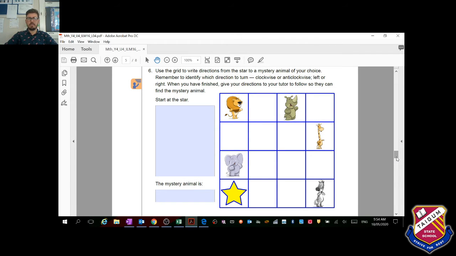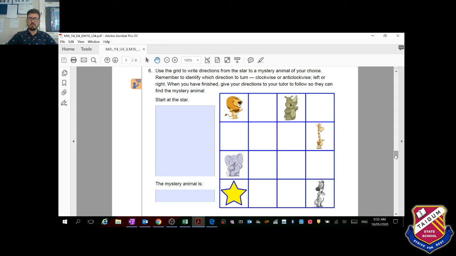Now use the grid to write directions from the star to a mystery animal of your choice. Remember to identify which direction to turn, clockwise or anti-clockwise, left or right. You must use those words, guys. If you write out your directions and you haven't got those words, clockwise or anti-clockwise, or left or right, you need to revise them, okay?